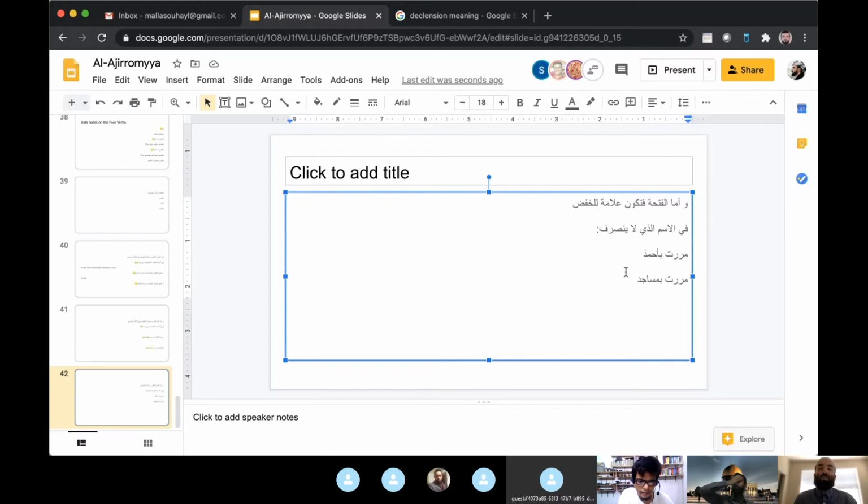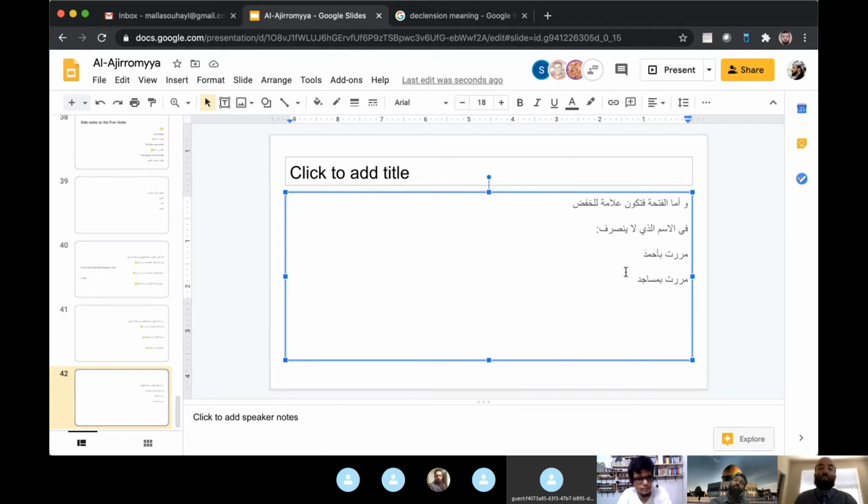These days, if you go to Muslim countries, masjids are neighbors. There are a few masjids right next to each other. So you can actually pass by a few masjids at the same time within the span of 5 minutes. So marartu bi masajida. I passed by the masjids.